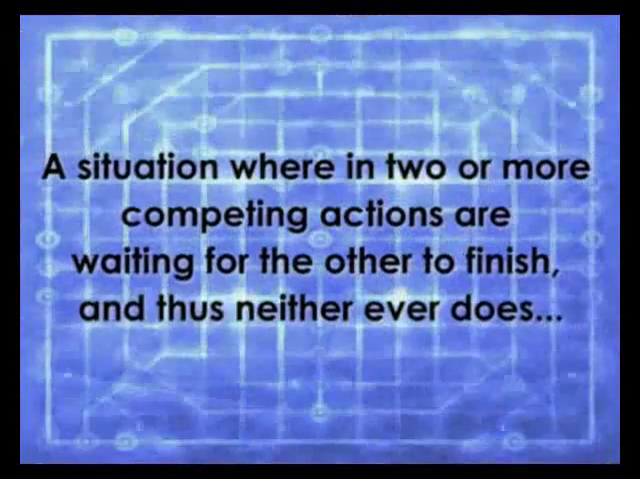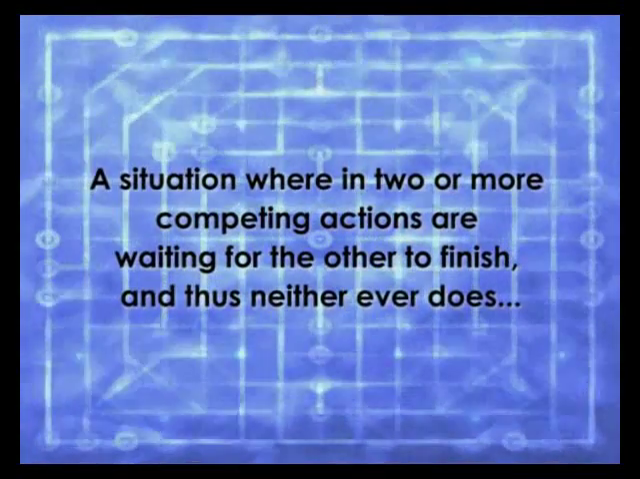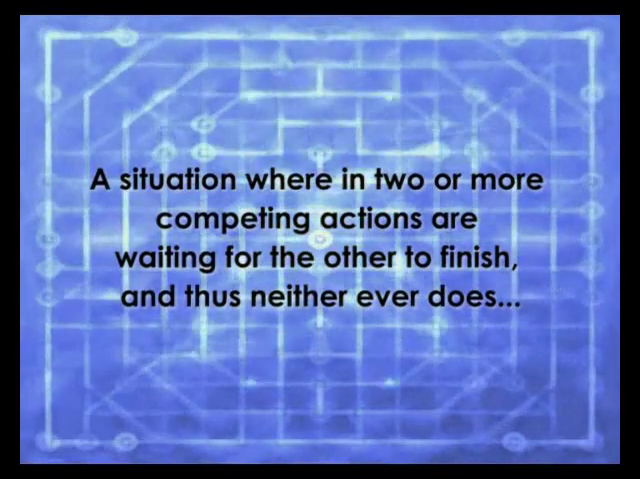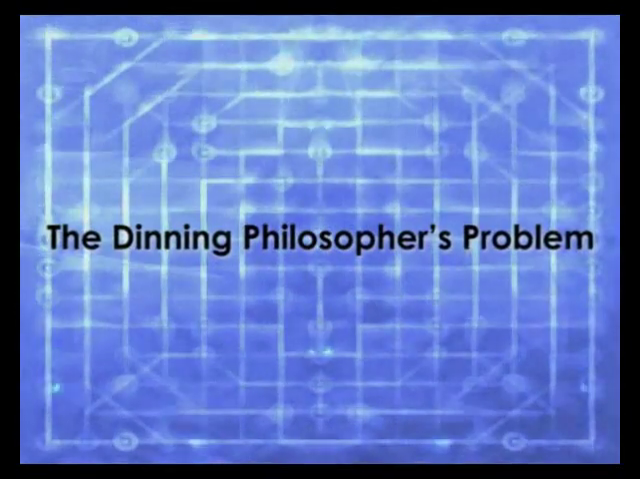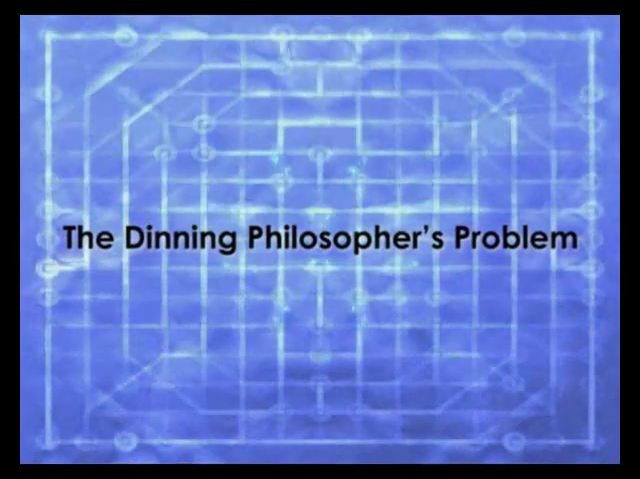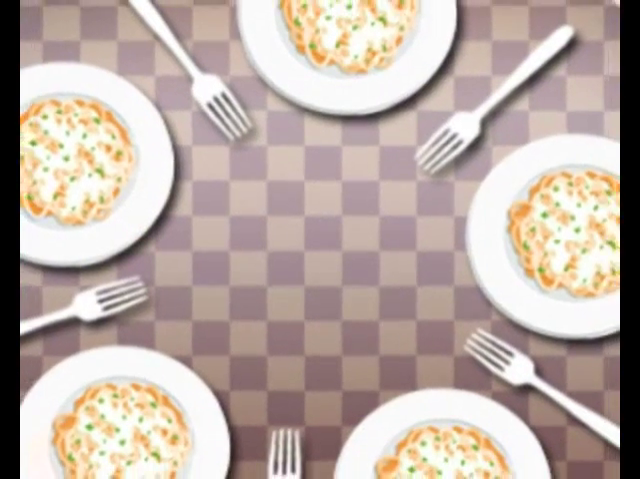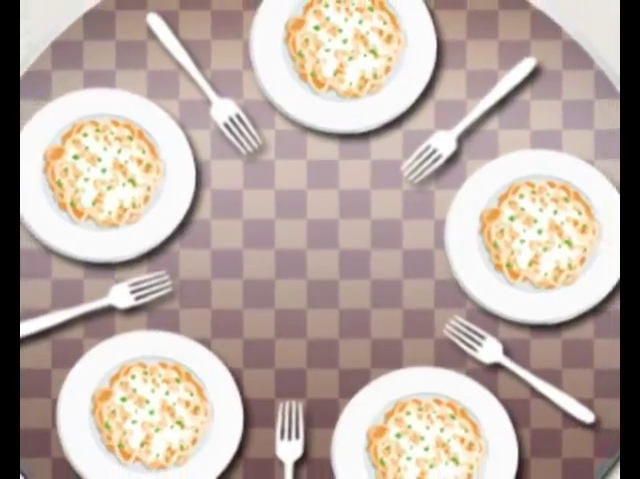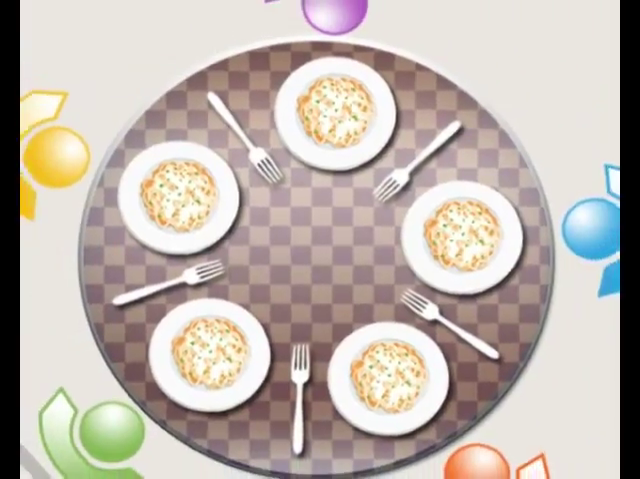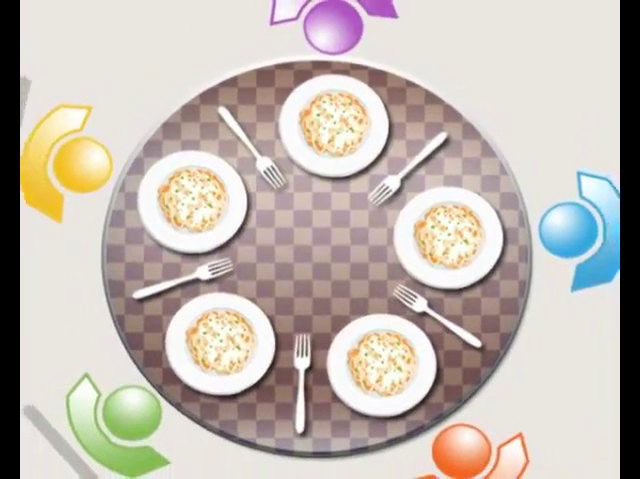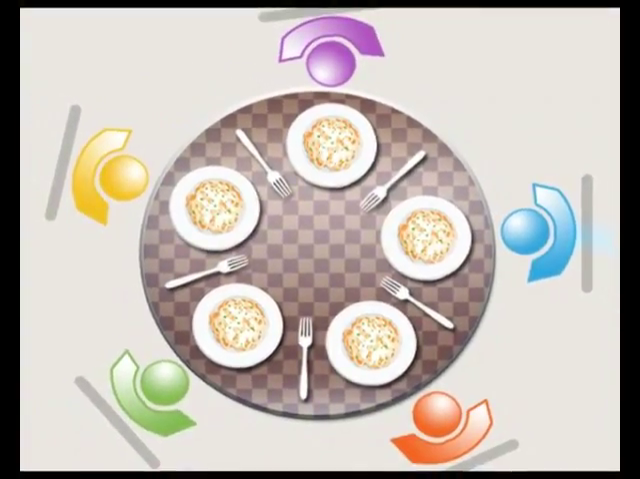More formally, a deadlock is a situation wherein two or more competing actions are waiting for the other to finish and thus neither ever does. Let me introduce an interesting example from theory of computation which is used to explain the deadlock situation, called the dining philosophers problem. Five philosophers sit at a circular table with a bowl of spaghetti in front of each philosopher. A fork is placed in between each pair of adjacent philosophers, and as such, each philosopher has one fork to his left and one fork to his right.